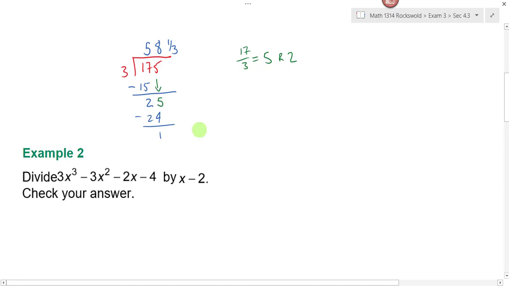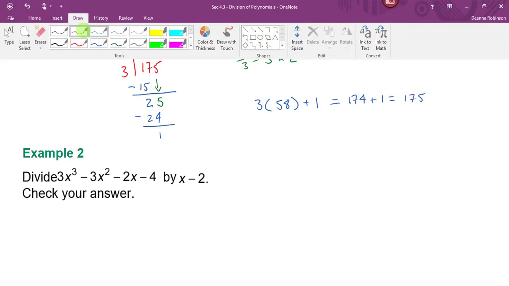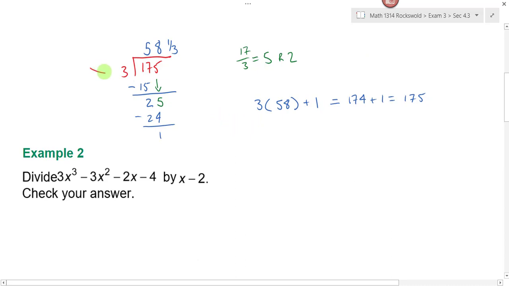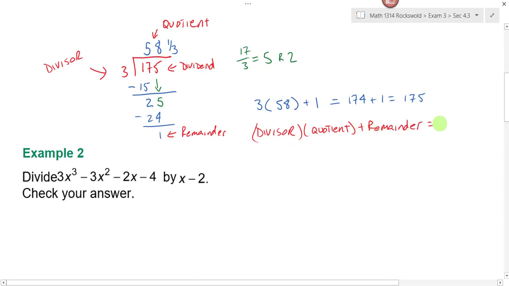And we could check our division by multiplying our divisor by our quotient plus the remainder. And when we do this on our calculator, what's 3 times 58? And 174 plus 1 is 175. So what we see is the divisor, that's what this number is, goes into the dividend, and the 1 here would be our remainder, and the 58 and 1/3 is what we call our quotient. Well, actually just the 58 would be the quotient, and then we take our remainder and put it over the divisor. To check division, you would take your divisor times the quotient plus the remainder equals the dividend.